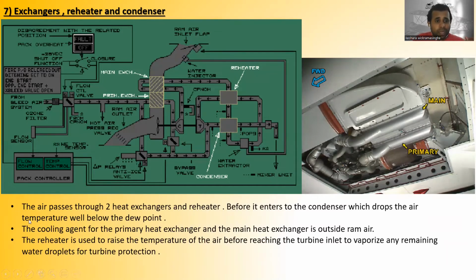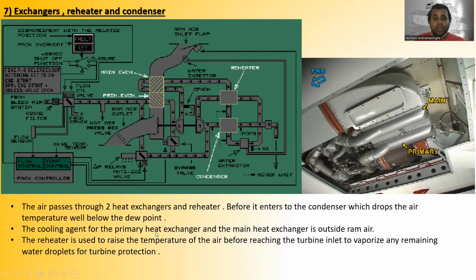All right, so the air passes through the two heat exchangers and reheaters before it enters the condenser, which drops the air temperature well below the dew point, right? So in the condenser, the air temperature will be dropped below the dew point.